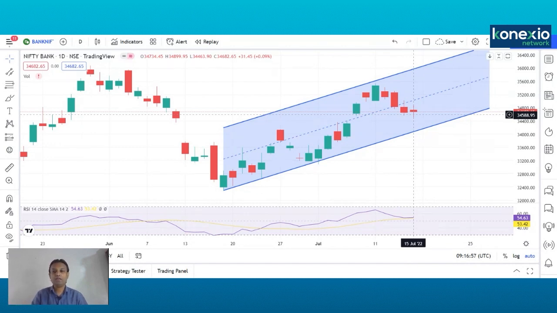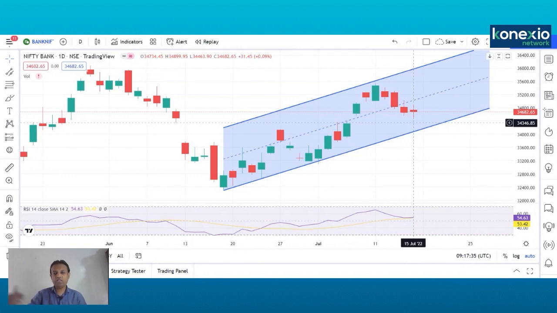week. Looking at the international markets, we feel that the breakout would come on the upside. So the high of Friday's candle, which is 34,899, almost 34,900. Once Bank Nifty crosses 34,900, one should go long for the target of 35,000, 35,555. Maybe we might see almost a 1,000 point rally from these levels.